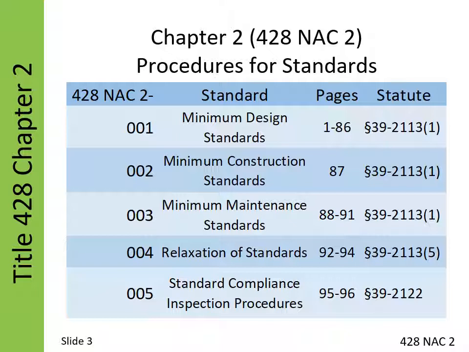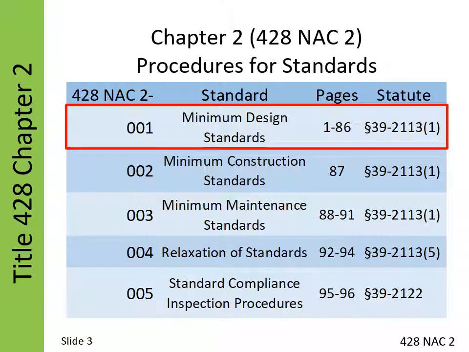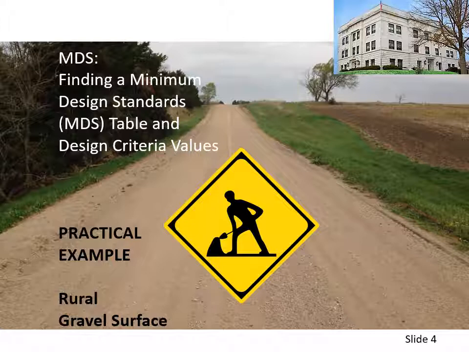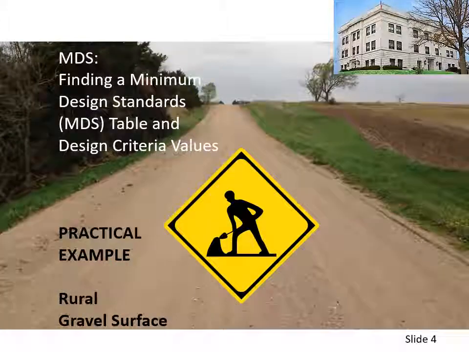This video provides more details on the minimum design standards, specifically for county roads and municipal streets, pages 35 through 86. The state highway standards, pages 5 through 34, are not covered in this video. This video presents an example of finding the table and design criteria values that apply to a hypothetical county road project. For the example project, this screen suggests a methodical way of determining the table that applies.